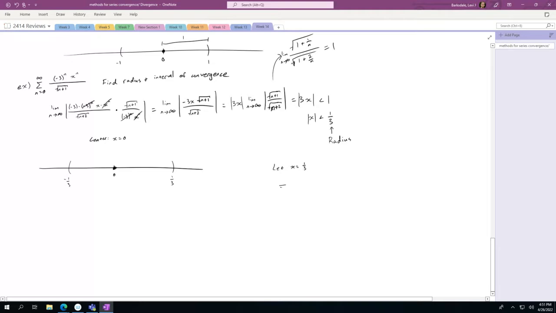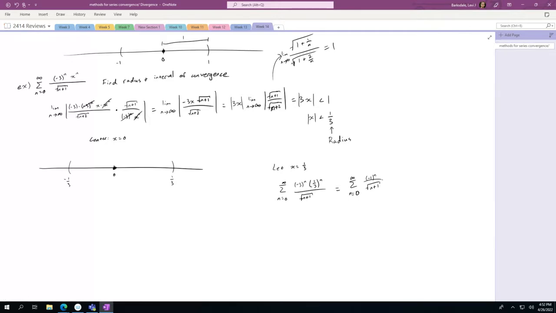Which means if I let x equal 1/3, well then I now have the sum from n equals 0 to infinity of negative 3 to the n, 1/3 to the n, over square root n plus 1. Which is equal to, I can combine my negative 3 and my 1/3. So negative 3 times 1/3 is of course equal to negative 1. So I have negative 1 to the n over square root of n plus 1. Do we know if this series converges or diverges?